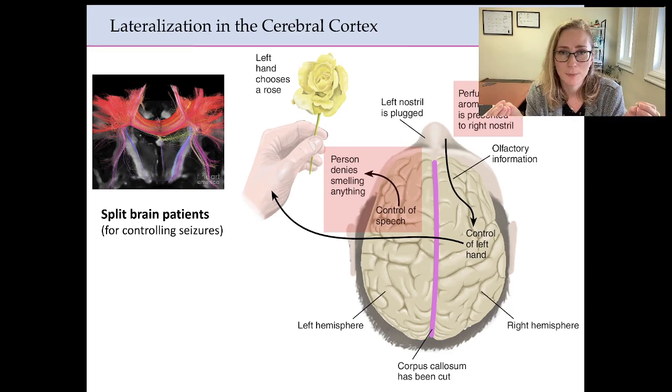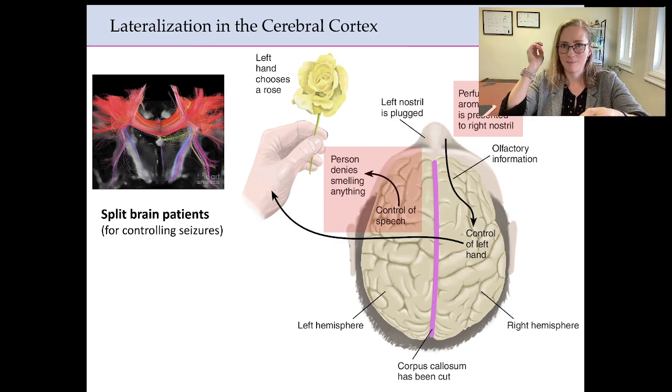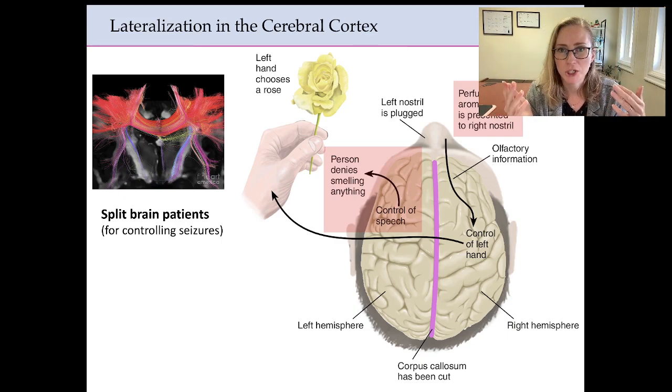And then they will be able to, with their left hand, which is controlled by the right brain, go and select the rose and indicate it. So the information is stuck in the right hemisphere. So anything having to do with the right hemisphere, such as controlling your left hand, any left body, you could act on it. But then if the researcher asks, why did you pick up the rose?